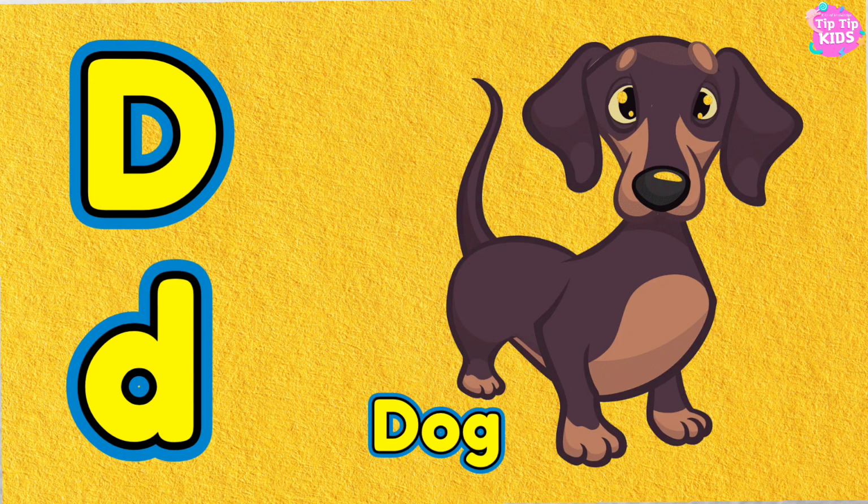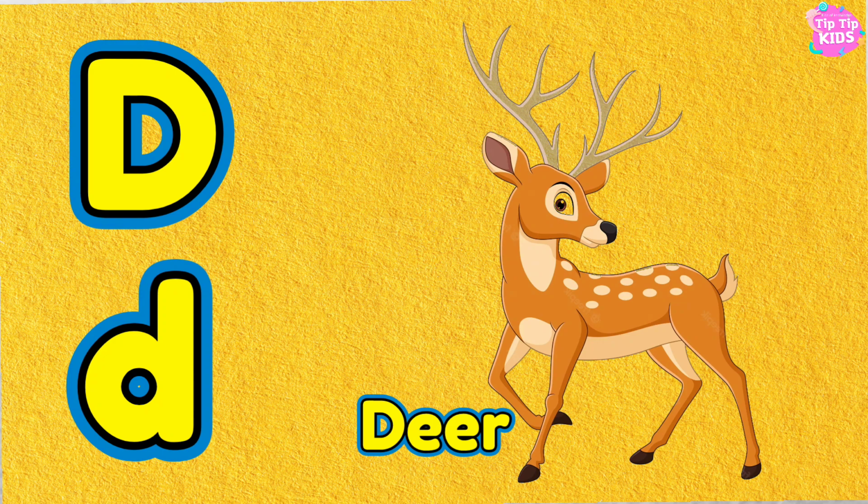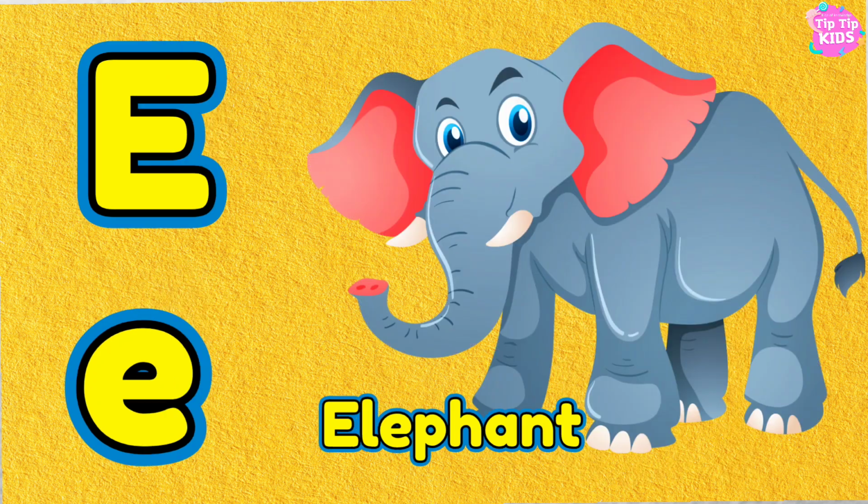D for dog. D for dolphin. D for deer. D for donkey. E for elephant.